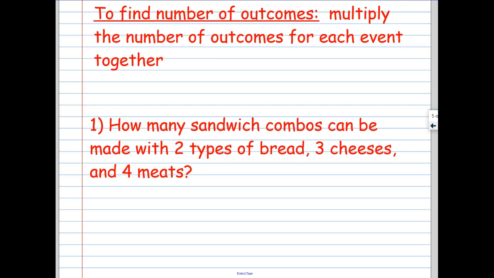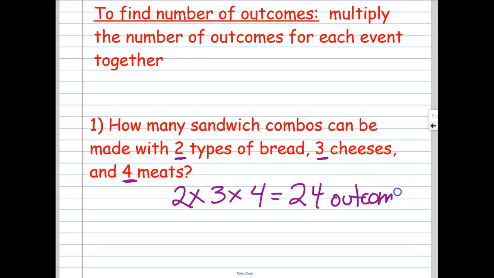Okay, so our fast and easy way is to simply multiply the number of outcomes for each event together. So in this example here, it says how many sandwich combinations can be made with 2 types of bread, 3 types of cheese, and 4 types of meat. Well, all I need to do is go 2 times 3 times 4, and then that gives me 24 outcomes. I can make 24 different types of sandwiches with those combinations.